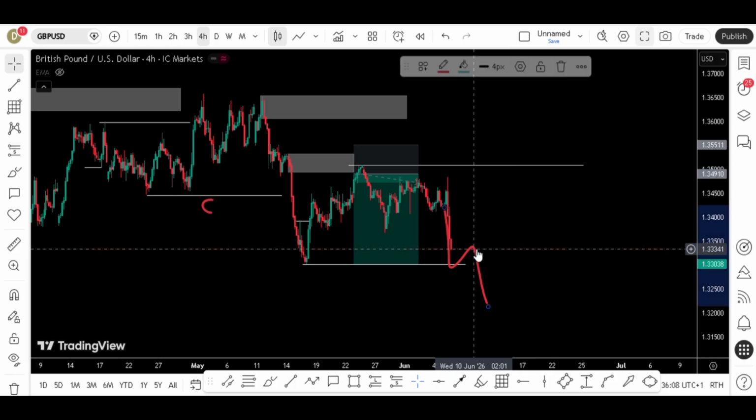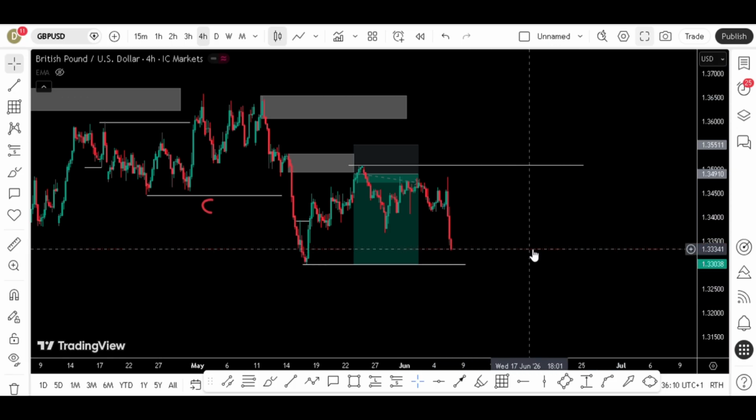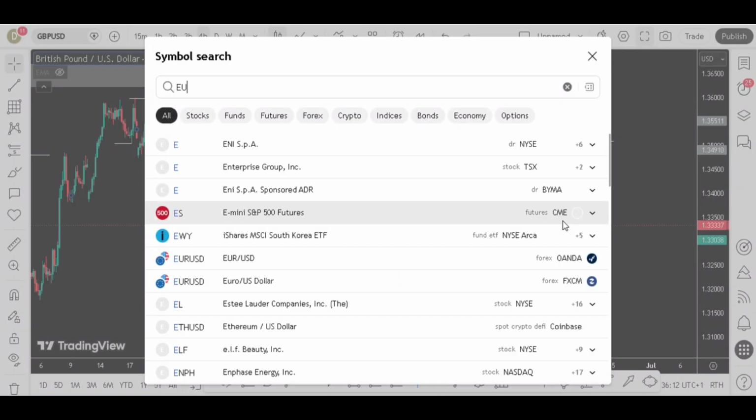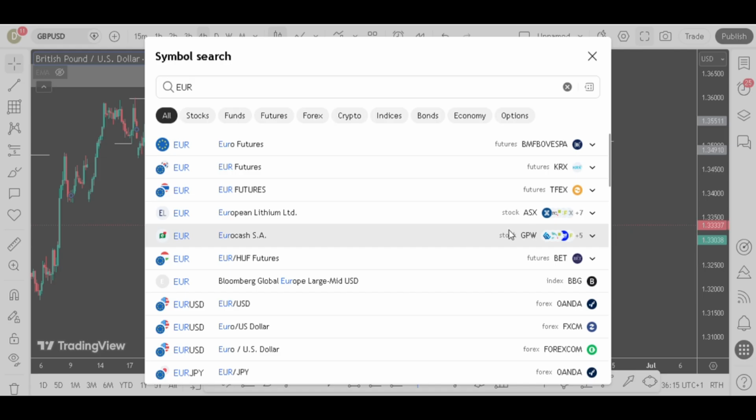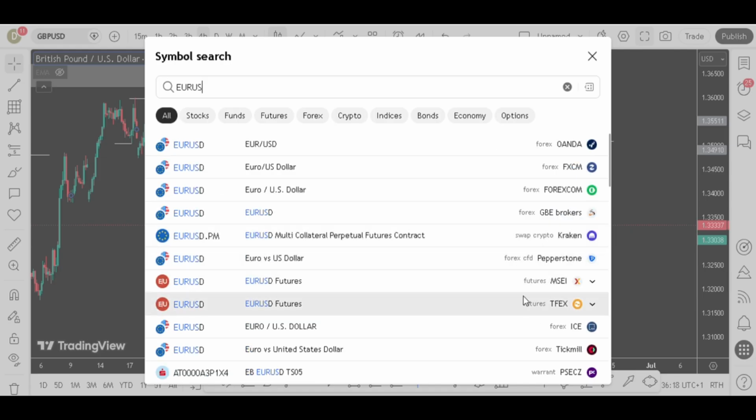So the next pair, let's go to Euro USD. Euro USD is also clear enough.